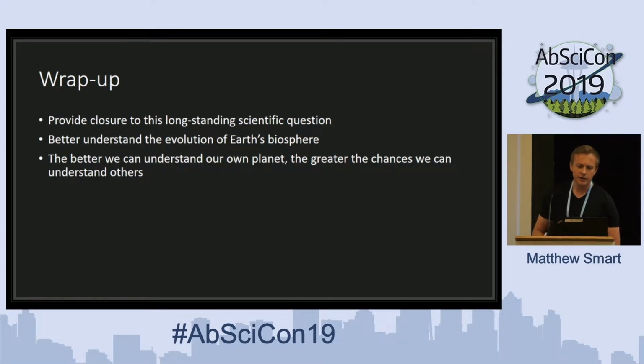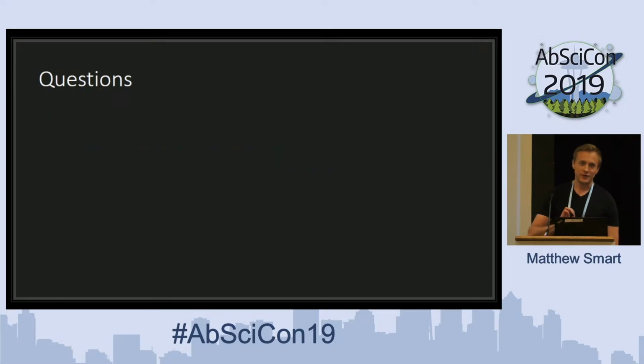Just to wrap everything up, by looking at lakes, we think that we could possibly answer this long-standing scientific question and ultimately better understand the evolution of our own biosphere. And then obviously, in the spirit of the conference, if we can understand our own planet, that gives us a much greater chance of understanding other planets. So with that, if we have time for questions.